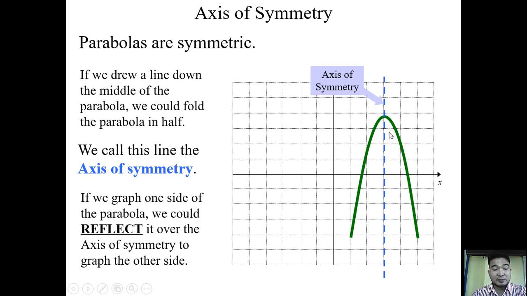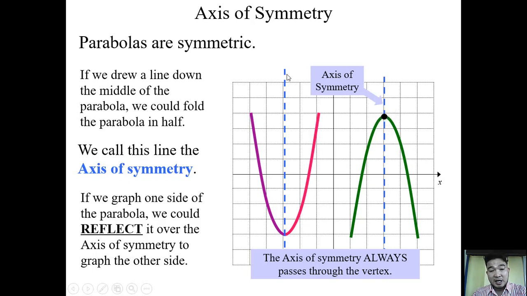If we graph one side of the parabola, we could reflect it over the axis of symmetry to graph the other side. Like that. So you can draw the parabola by just having the axis of symmetry and one side of the parabola. You just copy the other side. The axis of symmetry always passes through the vertex because the vertex is the middle of each parabola. That's the center of the parabola.